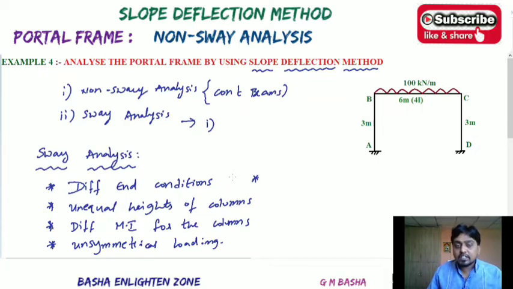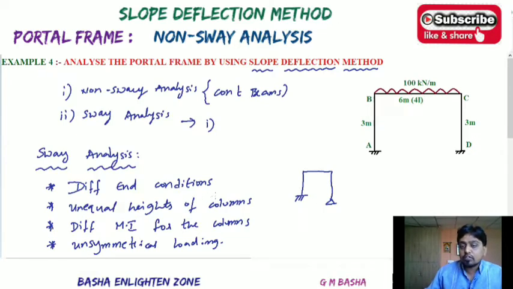So different end condition, what is the meaning here? See here, this frame has both end conditions same, like fixed end conditions. For example, for any frame, one end will be fixed, another end will be simply supported. Then that type of frame will come under the sway analysis. What is the meaning of the different end condition? One end fixed, another end simply supported. One end fixed, another end free. That type of frames, which have different end conditions, will come under the sway analysis only.